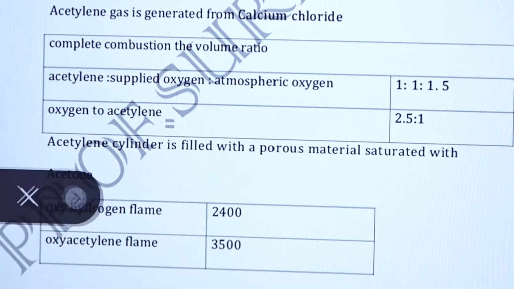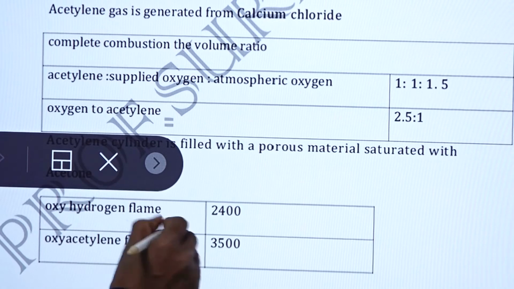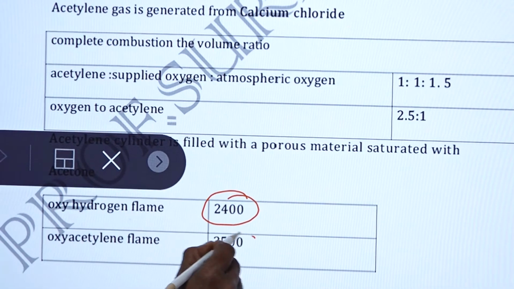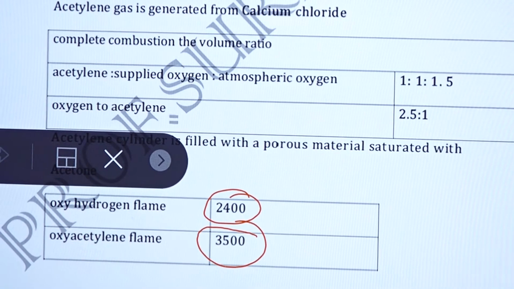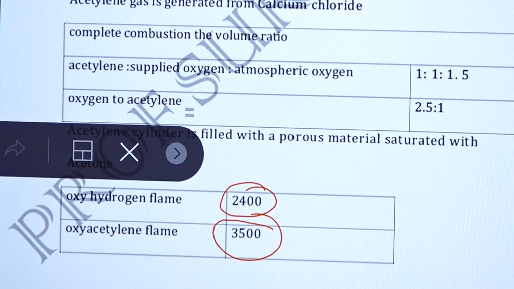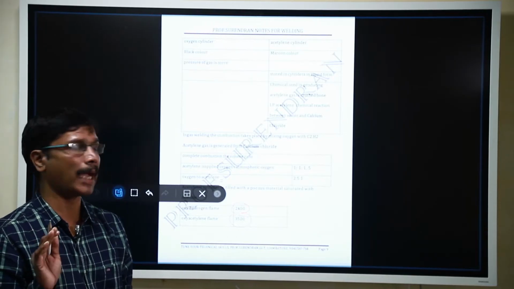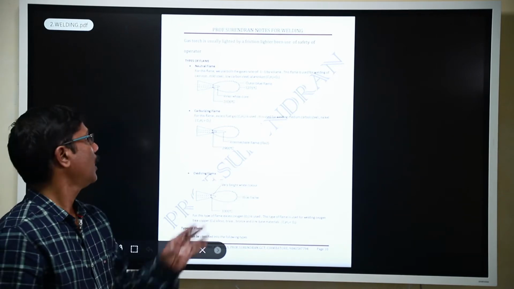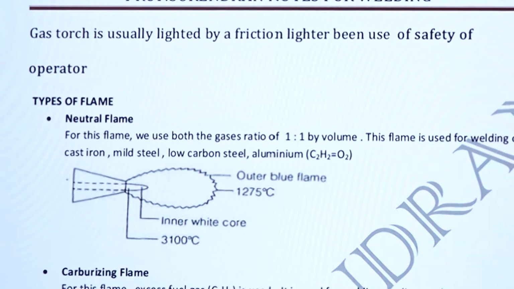We should know that the oxy-hydrogen flame produces 2400 degrees Celsius and the oxy-acetylene flame produces 3500 degrees Celsius. So we came to know that the oxy-acetylene flame produces a higher temperature. There are three types of flame: neutral flame, carbonizing flame, and oxidizing flame.